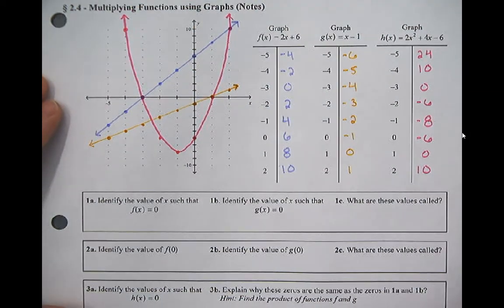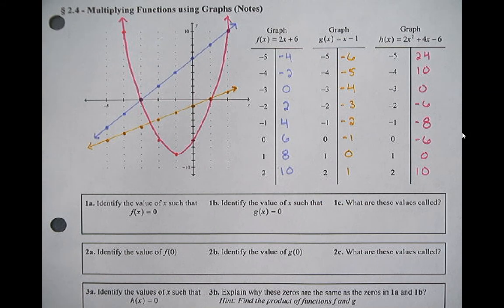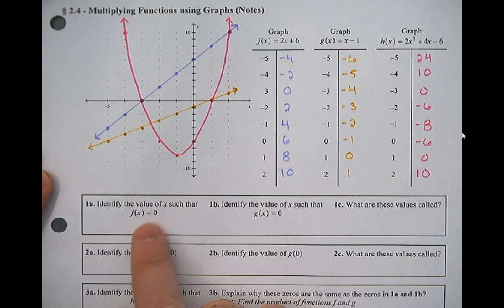I like that one better. Anyway, it's pretty good. It's a pretty good parabola. Okay, now we've got everything graphed. Identify the value of x such that f of x equals 0.